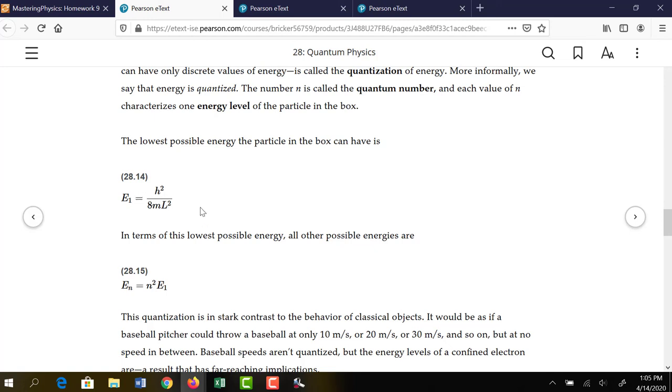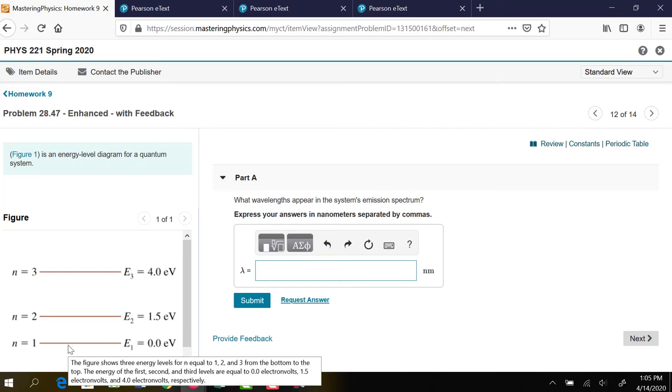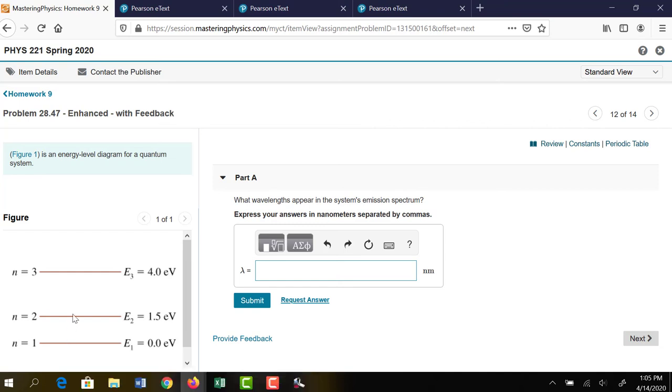All right, let's look at the next one. Good, so this is an energy level diagram, and we want to know what wavelengths appear in the energy spectrum. So the way this works is, if you're on the ground state, you can grab a photon and go up to the n is equal to 2 level. So if you're absorbing photons, you can go from 1 to 2, or you can go all the way from 1 to 3.